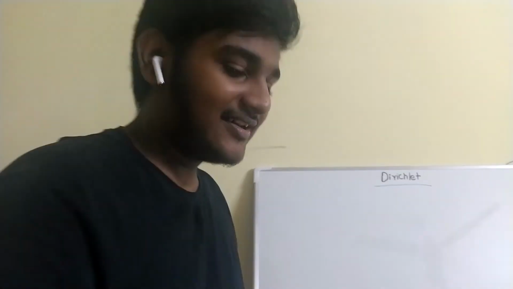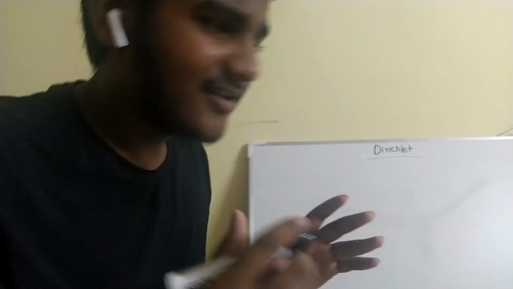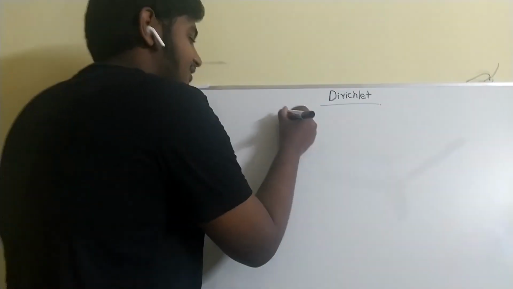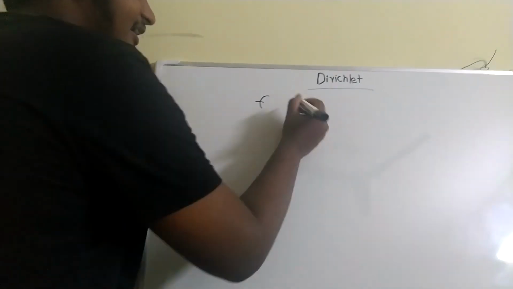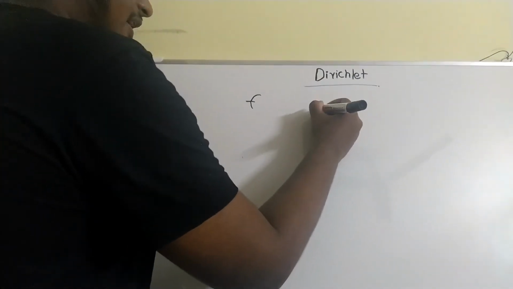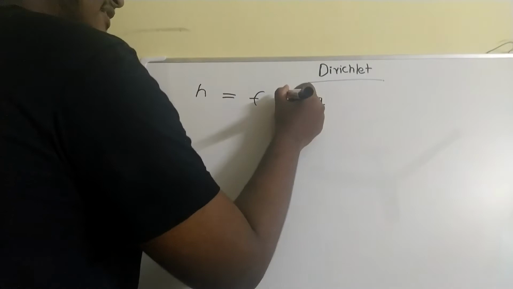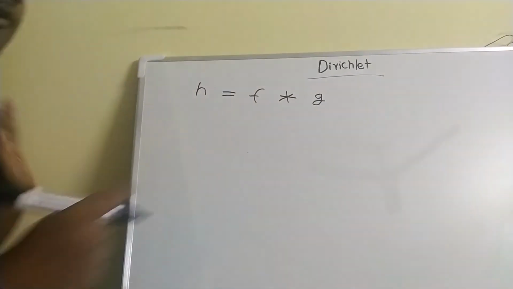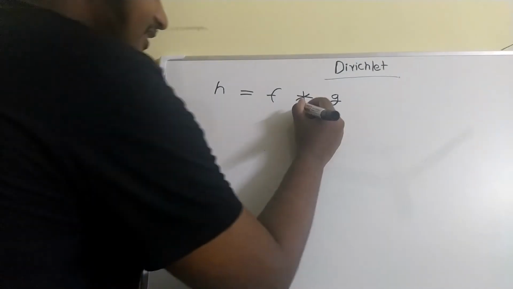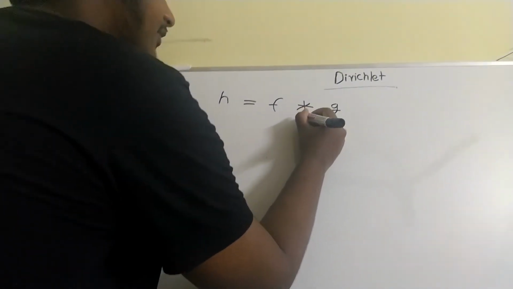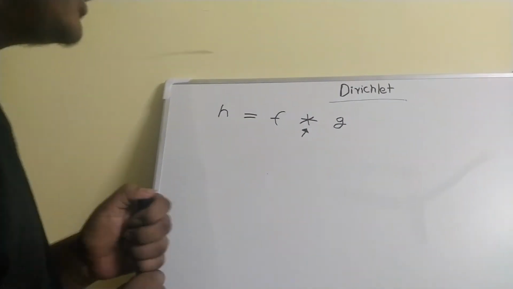Hey guys, today we are going to talk about dielectric series and dielectric convolution. First, dielectric convolution. Okay, that's a new term, an operator between two functions. Let one function be f and another function be g, and a new function h is defined to be the dielectric product of f and g. This is a new notation to you, right? This is called dielectric convolution.